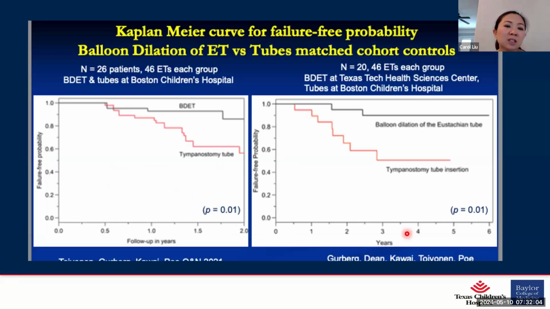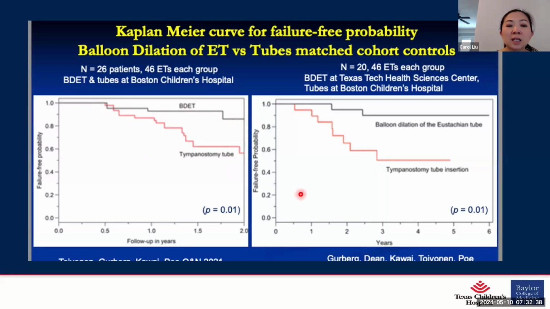Another study, and these are purely pediatric patients now. In the pediatric population, there actually are two studies, both looking at kids with Eustachian tube dilation versus ear tubes. What they have found is that the kids with balloon Eustachian tube dilation have a longer failure-free probability compared to the ones with ear tubes only.